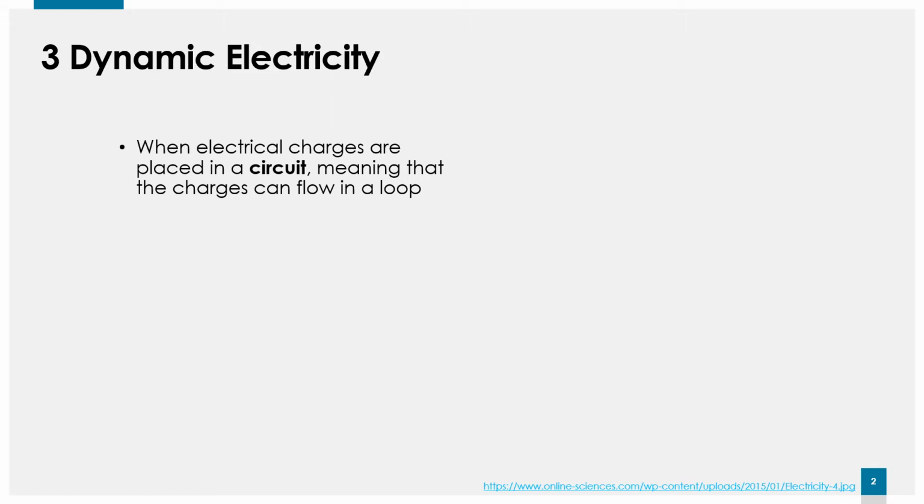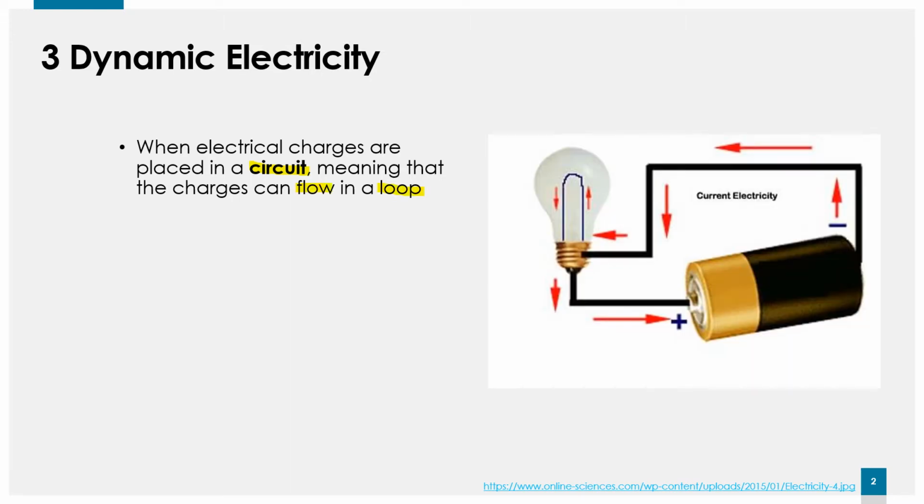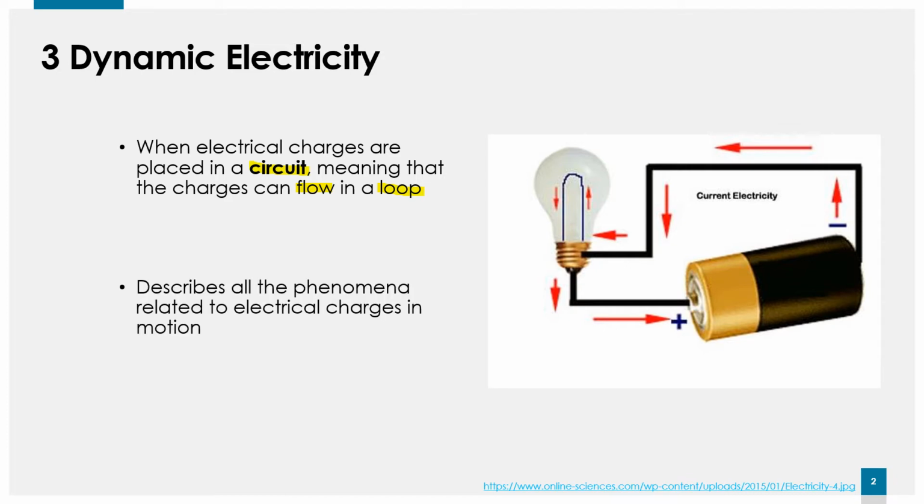So what's dynamic electricity? We've studied static electricity. It means the charge doesn't move much. But in dynamic electricity, wherever you have electrical charges, they are placed in a circuit, okay? Meaning that the charges can flow in a loop. So the charges flow more freely in a loop, okay? Just like that. When you turn on, for example, a lamp with a battery, this battery releases some electricity and it's going to move through the circuit. So we are going to talk about dynamic electricity and describe all the phenomena related to electric charges in motion. Static electricity wasn't in circuit motion, but now it is in motion, okay?